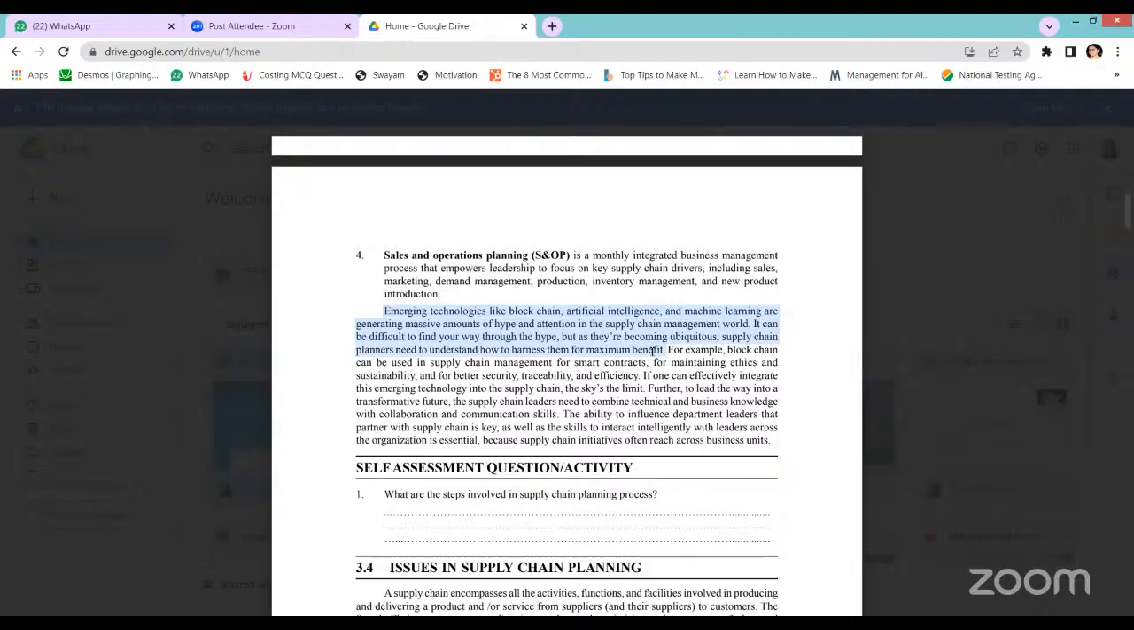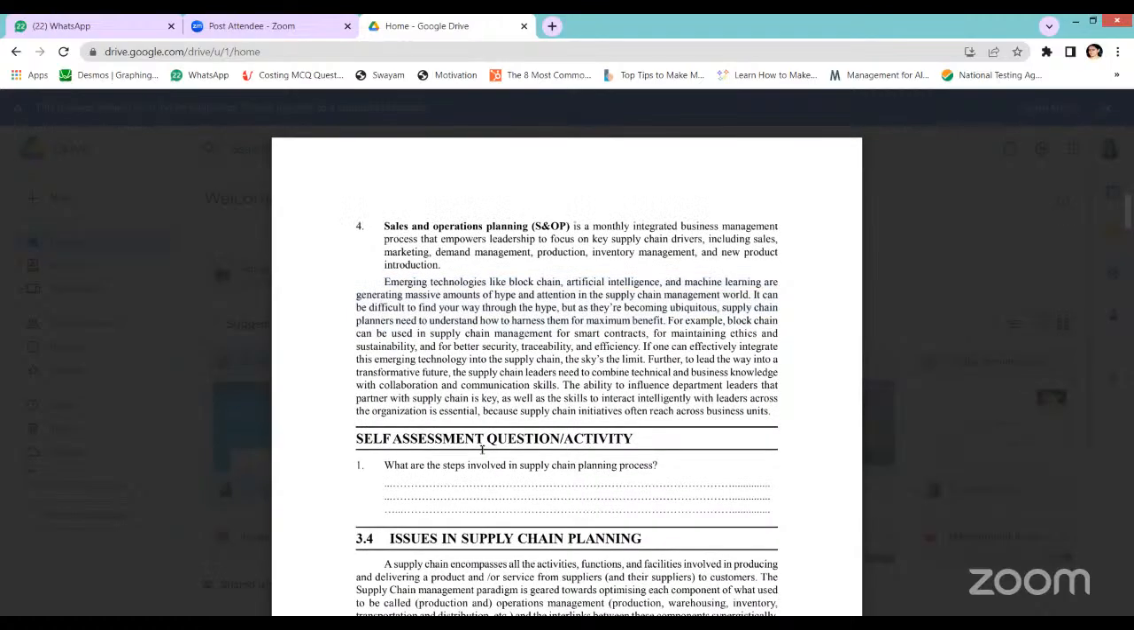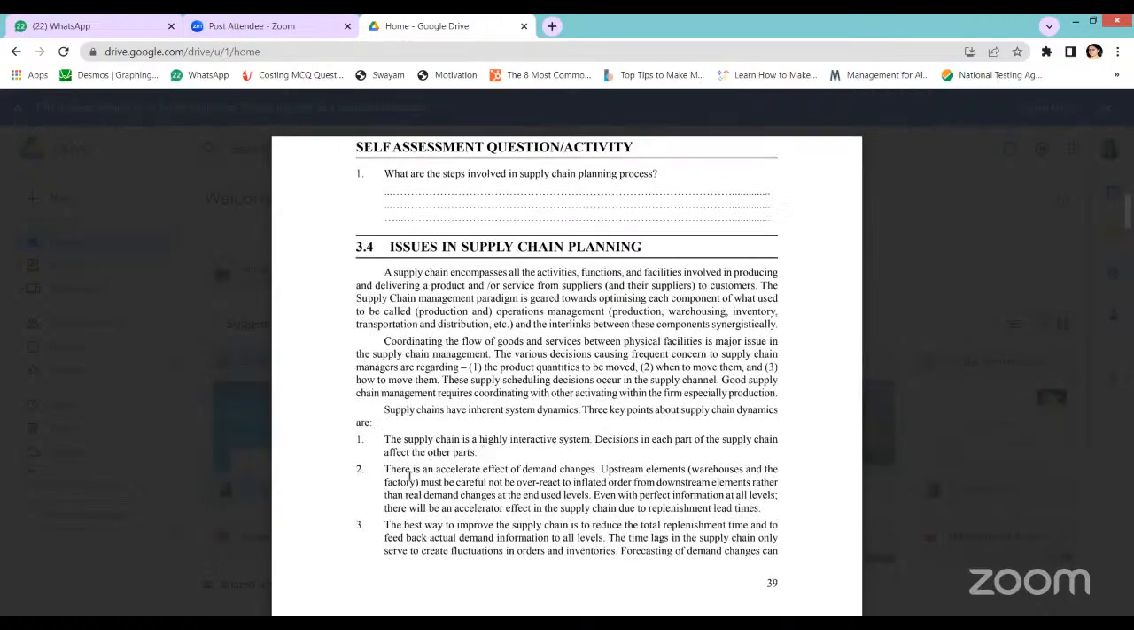So that organizations can overcome their different difficulties and maximize their benefits. With these lines, you can conclude your answers. Let us move on to the next topic: issues in supply chain planning. Yes, there are certain issues involved in planning for the supply chain.